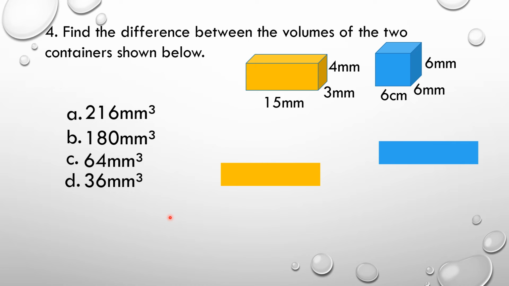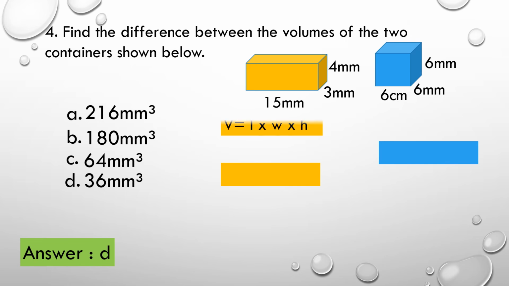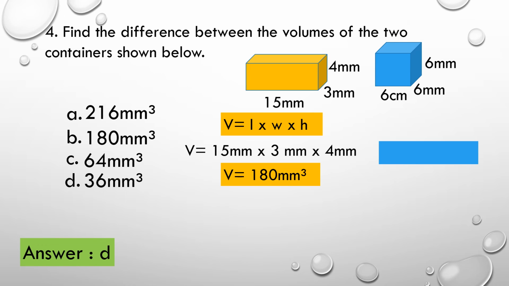So in order to get the difference, we need to get the volume of each one first. So what we are going to do is to find the volume of a rectangular prism, or any prism, which is simply length times width times height. Let's see. So length times width times height, so we have 15 times 3 times 4, and that is equal to 180 cubic millimeters, because we have millimeters times millimeters.